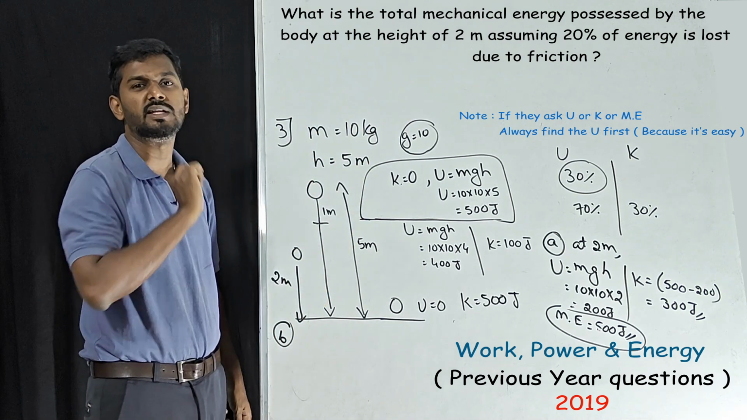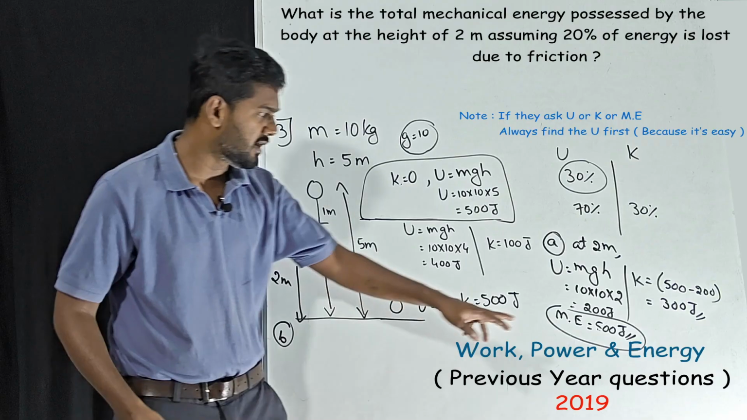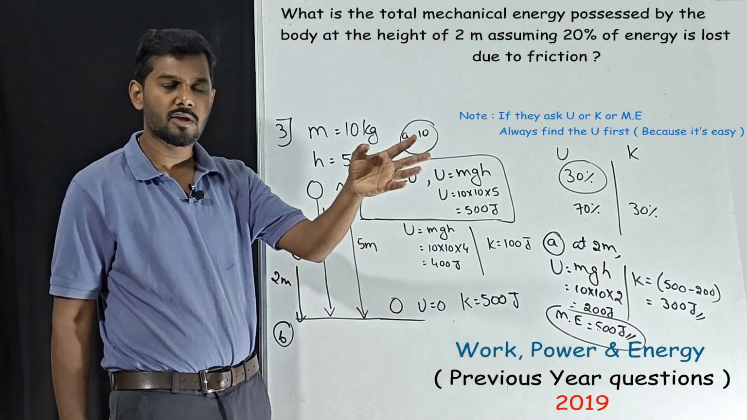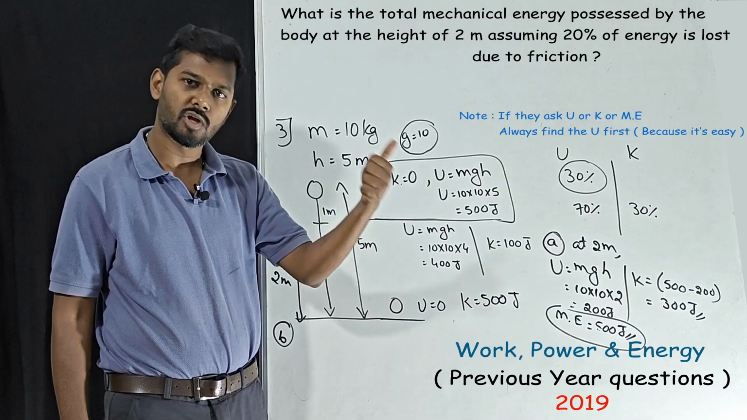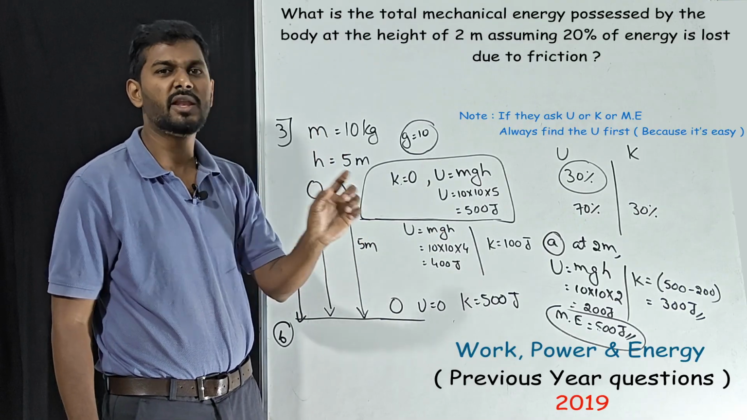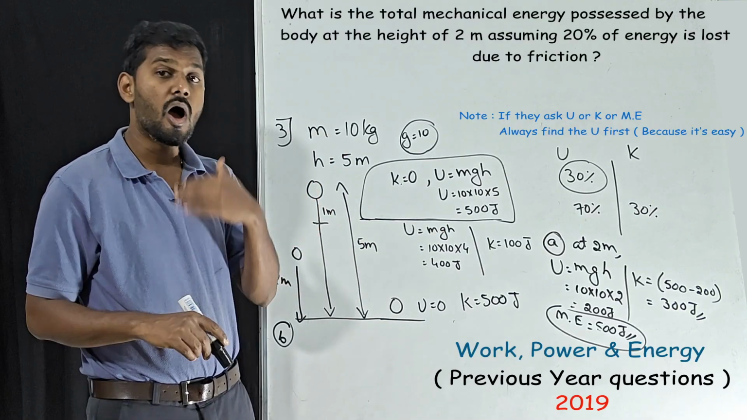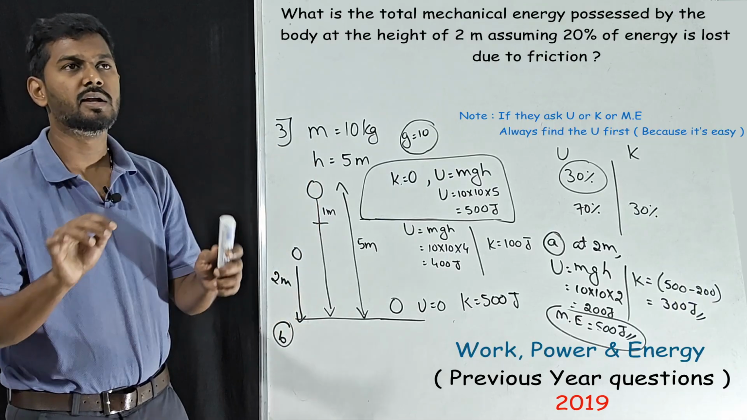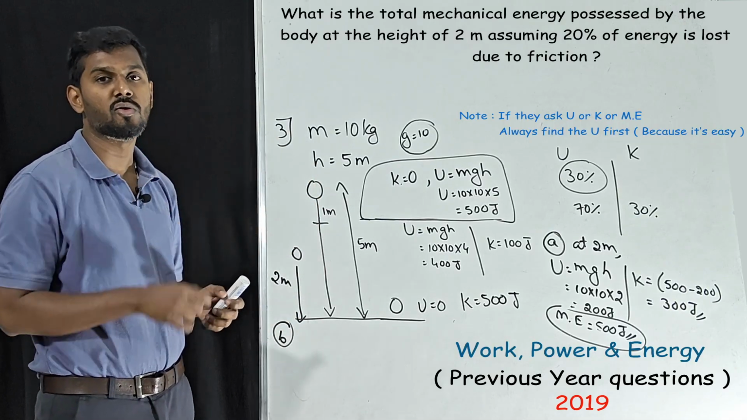You have to write it in sentence form. So the final mechanical energy is 500 joules. 20% is lost. 20% of 500 is 100 joules. So that is lost. The remaining energy will be 400 joules. Or 80% of 500 joules is 400 joules. You can also write that directly. So in this way we need to understand.